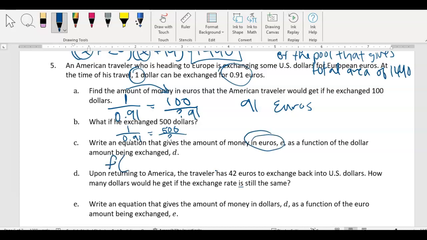So this is f of d equals, now what are we doing here each time, right? So when we have the number of euros, we're multiplying it by what, right? So you want to think about what are we doing to get to the number of euros each time. So in our first example, we multiplied by 100. In our second example, we multiplied by 500. So we're multiplying 0.91 times the number of dollars. 0.91 representing that amount that the euro is worth per dollar.